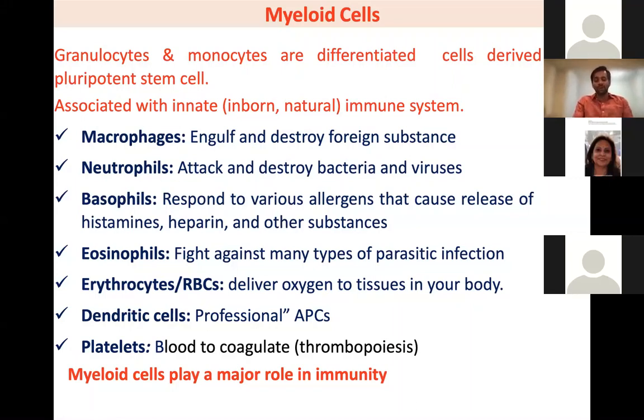from the foreign material. Myeloid cells play a very important role in immunity because they are the first responders when any foreign agent attacks our body. After that, they activate the secondary responders, the lymphoid lineage cells, and together they fight the foreign material.